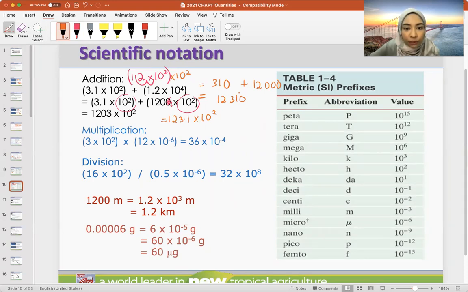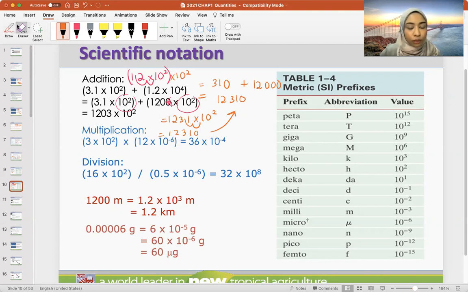So let's see if we get the same answer. The answer is 12,310. The same. So you can expand it and it will give you the same answer, or you can solve it in scientific notation and it will give you the same answer as well. That is addition of scientific notation: either you expand it or you make the 10 to the power of something the same. The base should be the same.